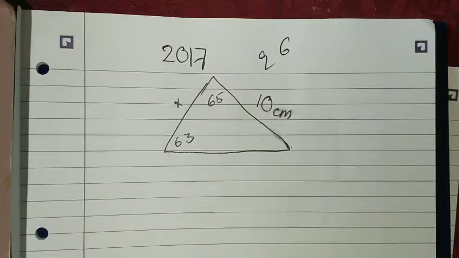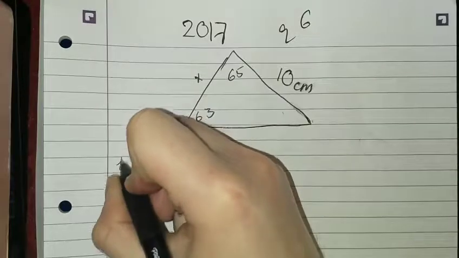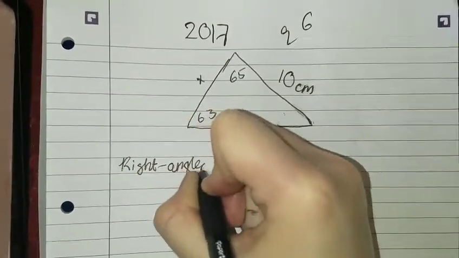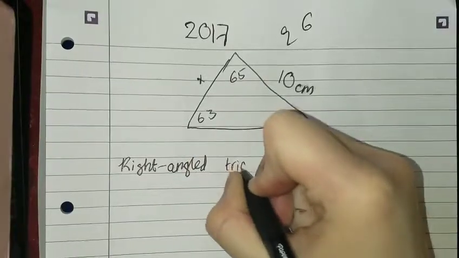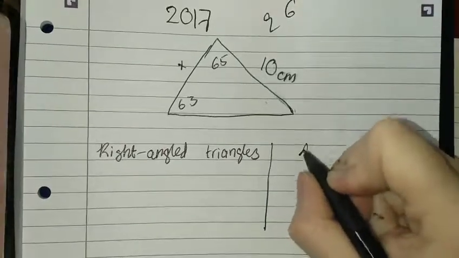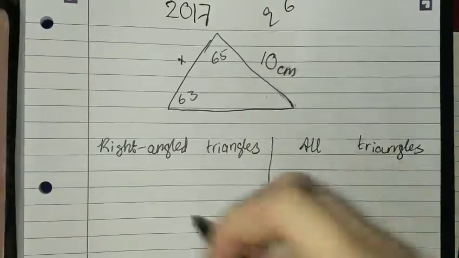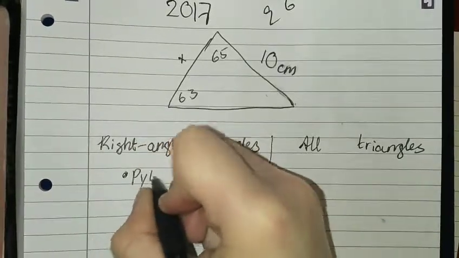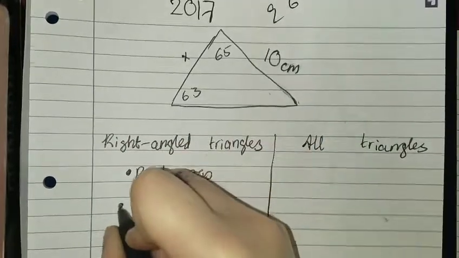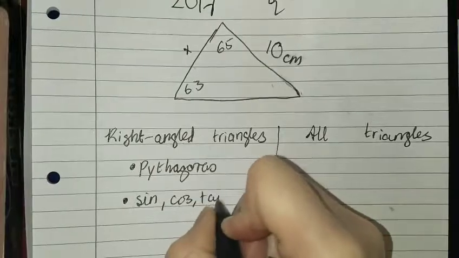So the tools that we have available to us in trigonometry: firstly we have methods that we can use to solve right angled triangles, and we have a few tools that we can use in all triangles. With right angled triangles, we can use Pythagoras' theorem if we're looking to get information on sides, or we can use our ratios, which are sin, cos, and tan.